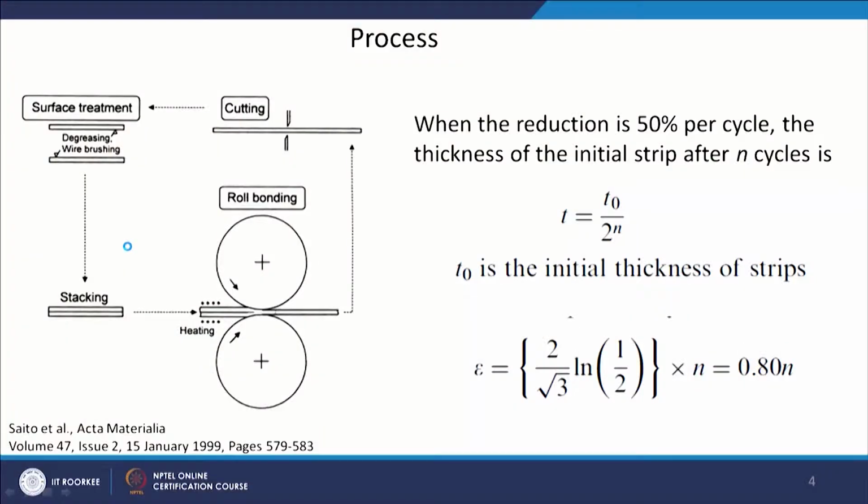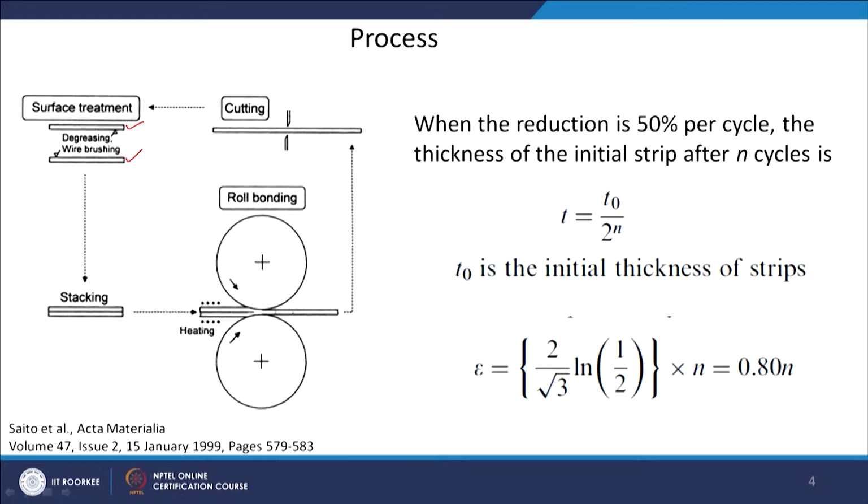So, you can section into two halves, put it back over one another, and again do the deformation process at a temperature lower than recrystallization temperature and with reduction more than 50%. So, this is a schematic diagram of the process. These were the two sheets which you have cleaned, did wire brushing and so on. So, actually we will start from here.